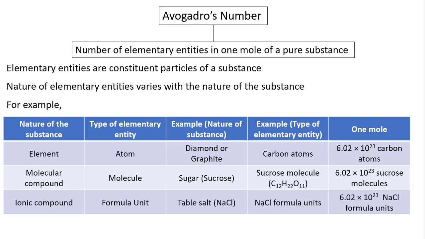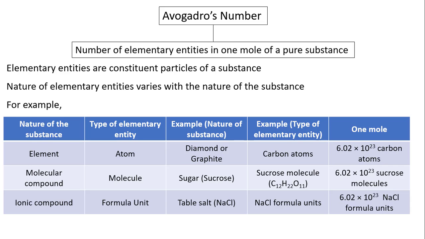And the structure may vary, they may be allotropes of each other, but they are both the elements of carbon. So what will be the elementary entity? The elementary entity will be the carbon atom. And how many carbon atoms, how many elementary entities will be there in 1 mole of the diamond or graphite? It's just going to be the Avogadro's number, which is a well-known figure, 6.02 times 10 to the power 23.